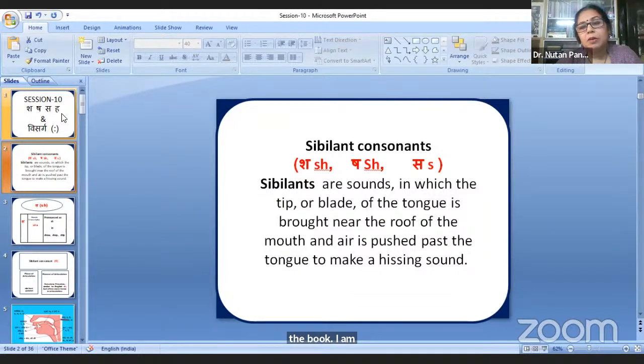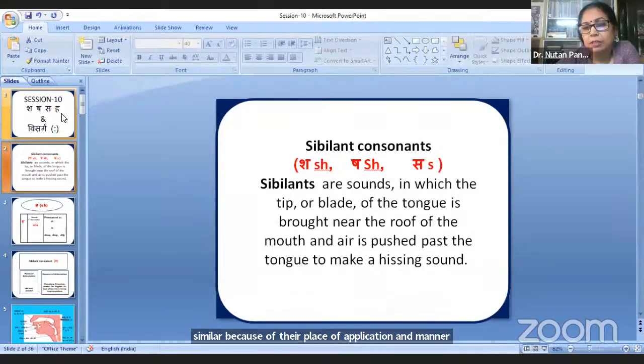I am telling this because there are 3 sha. You are seeing in our slide that there are 3 sha, sha, sha, and sa. For a speaker who is not very well known about these letters, all are similar, but these are not similar because of their place of articulation and manner of articulation. All three consonants are pronounced in different places, and if you know the place and manner of articulation very well, then you will pronounce it very correctly.